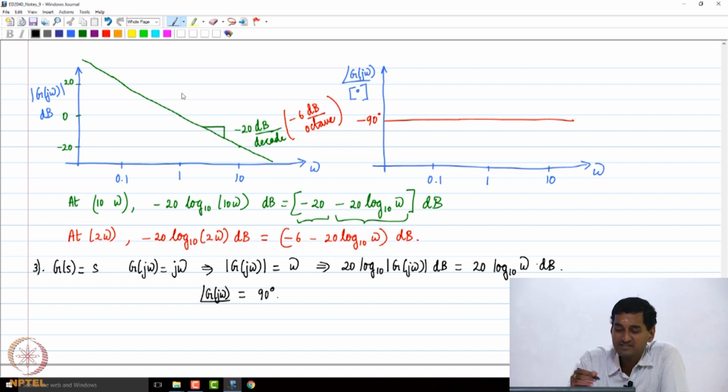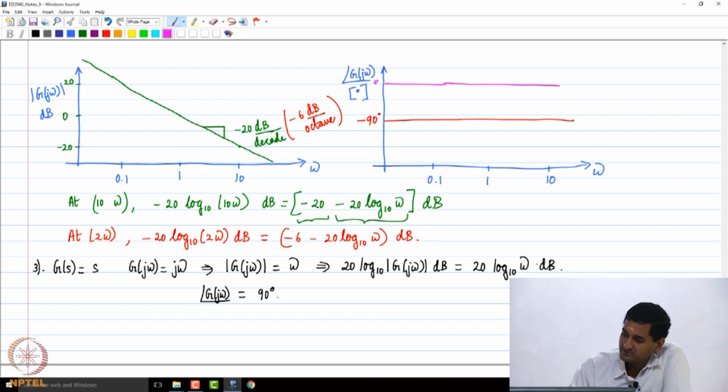I am just going to draw on the same diagram. Okay, you kindly draw it in a different diagram. See, I am drawing it on the same diagram just to show you a point, right? So let's first draw the phase. Okay, the phase is going to be plus 90. Okay, so this is for the factor g of s is equal to s. Okay, this was for the factor g of s is equal to 1 by s, right? So let me write down this. This is for g of s equals 1 by s.